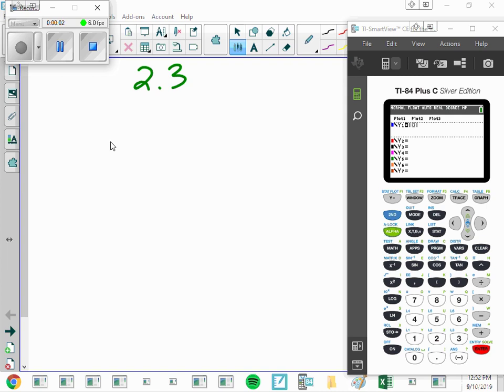We're going back into the book today. We're going to do 2.3, and really I think you could go ahead and do the assignment, but I think if I point out a couple patterns, it will make it easier for you.